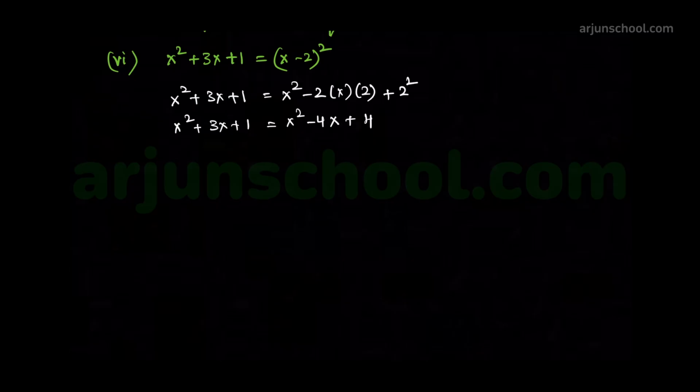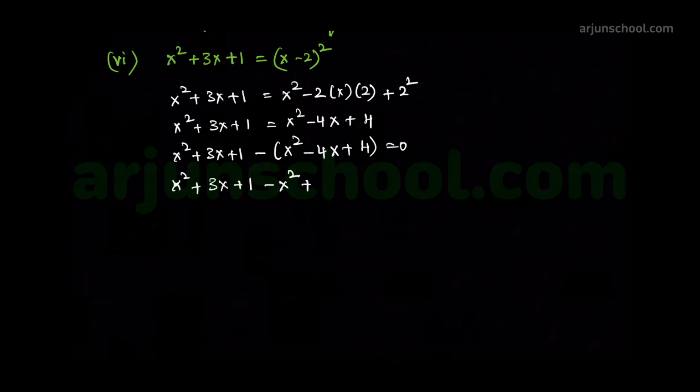Now bring RHS to the LHS side. X square plus 3x plus 1 minus (x square minus 4x plus 4) is equal to 0. Now expand the parenthesis where we have a negative sign in front of it. X square plus 3x plus 1 minus of x square is minus x square, minus of minus 4x is plus 4x, minus of plus 4 is minus 4.